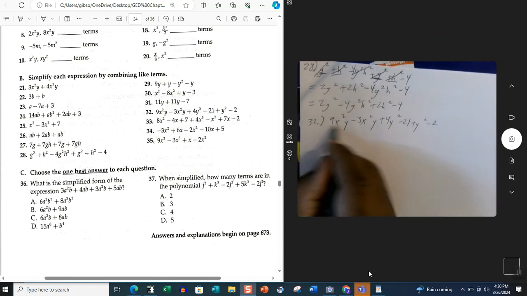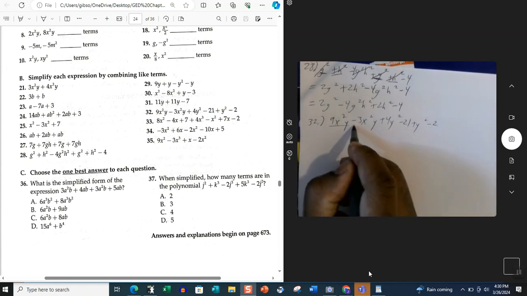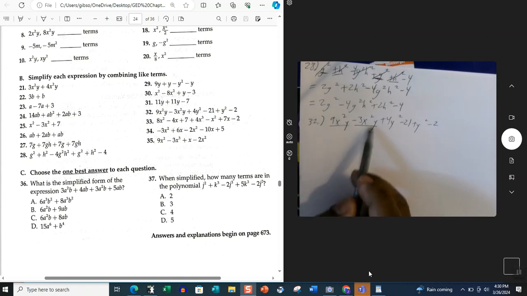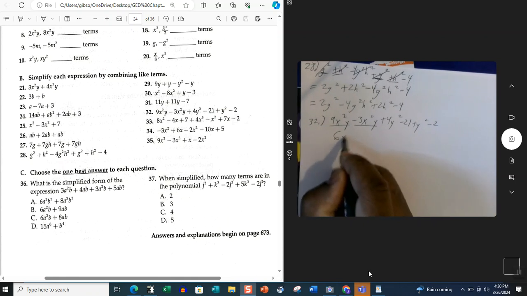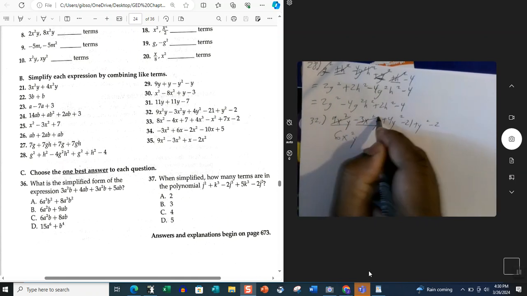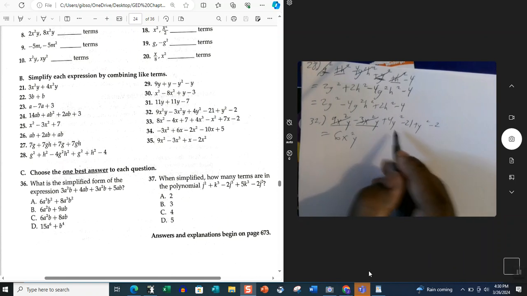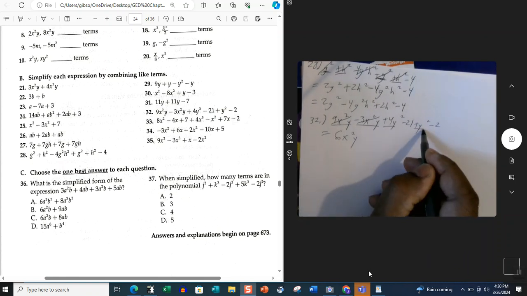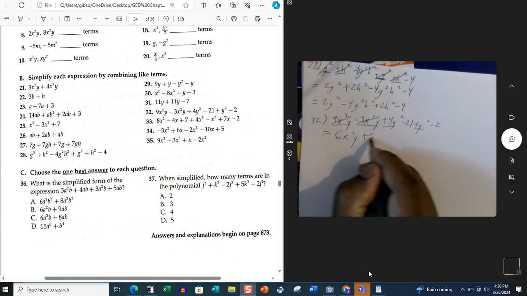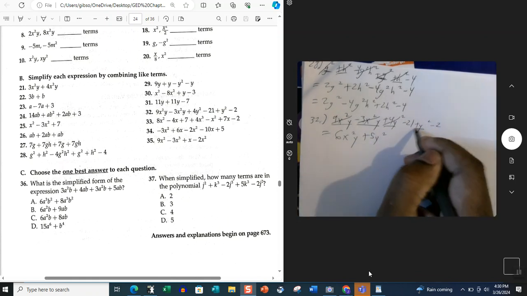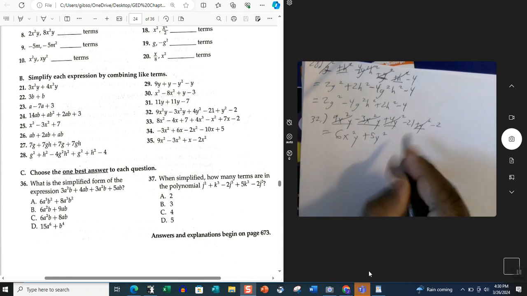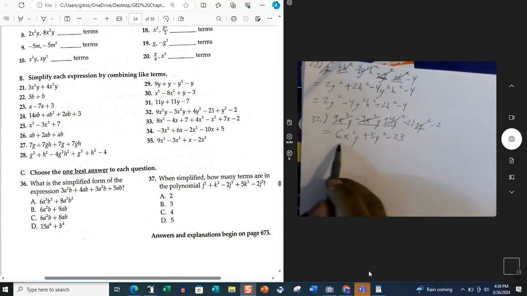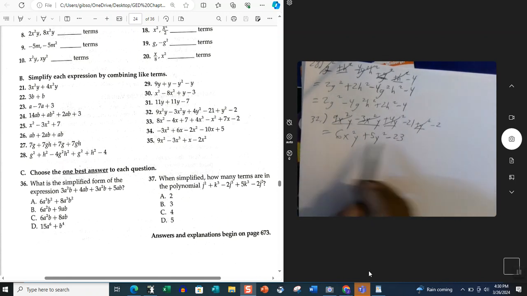Now, if we look here, this 9x squared y and this negative 3x squared y, these are the only 2 like terms of the x squared y's. So this will leave us 6x squared y. Next, we have 4y squared and y squared. That will give us 5y squared. And then negative 21 minus 2 is a minus 23. So now this is our final answer. 6x squared y plus 5y squared minus 23.